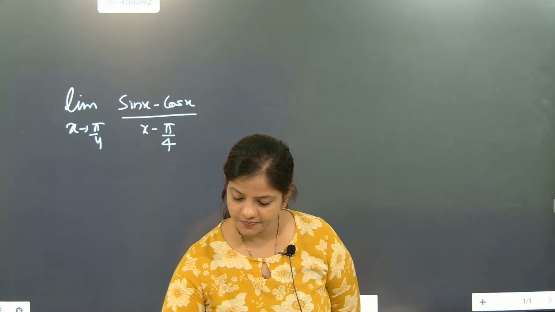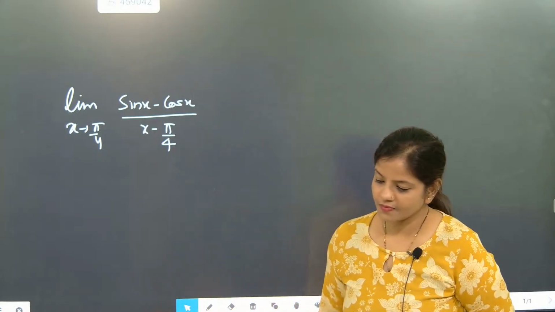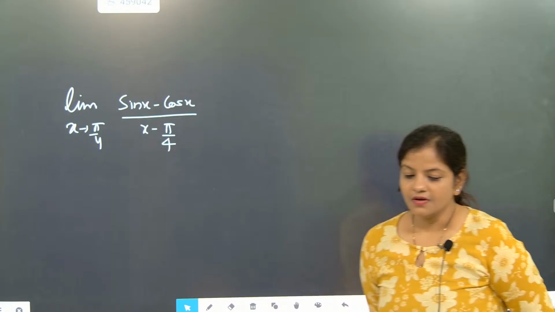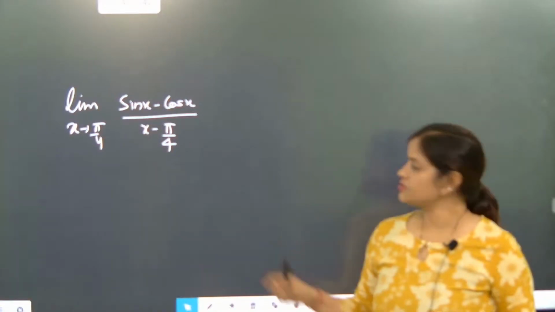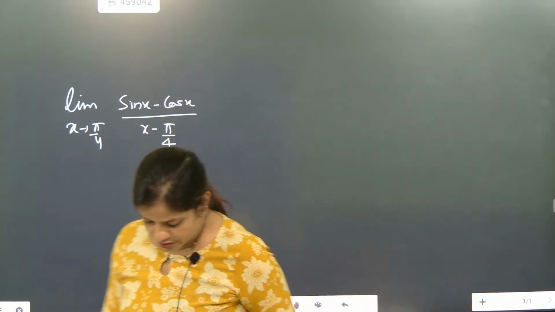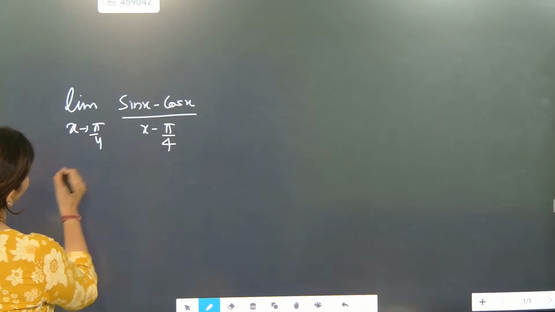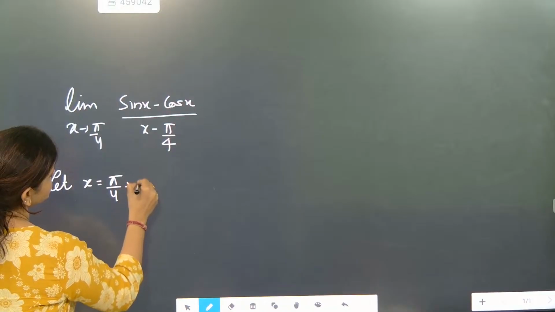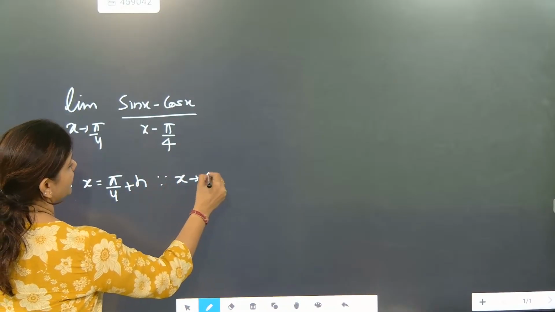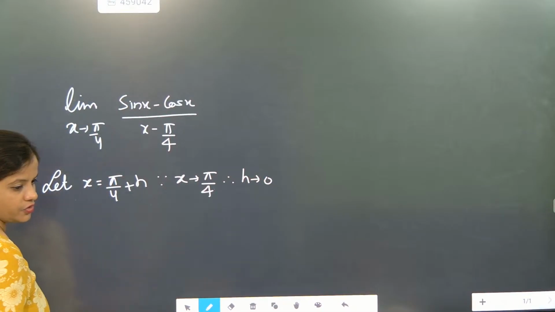So now look here. I hope you might have understood what we are going to do here. When we will be solving these questions, first we are going to remove that pi section. So look here, this part is the problem. I told you what we have to do. Let x is equal to pi by 4 plus h. Now since x tends to pi by 4, therefore h tends to 0. This must be written. You must write this one.